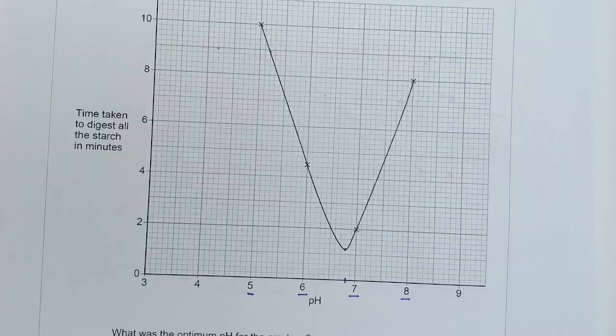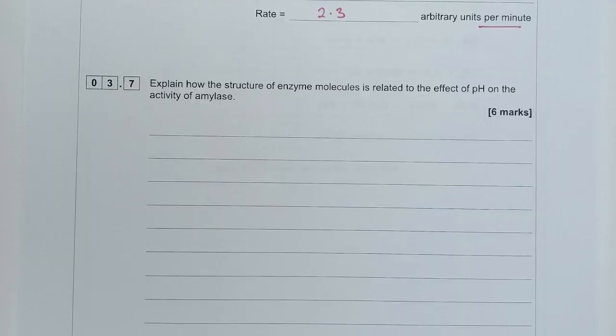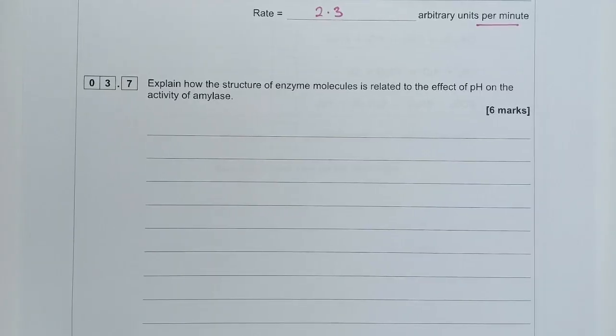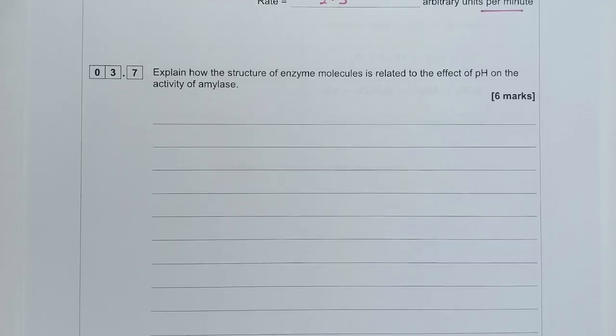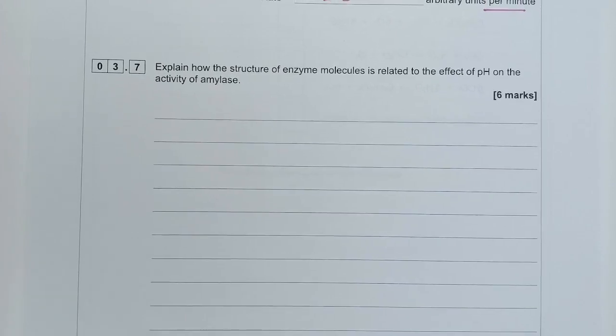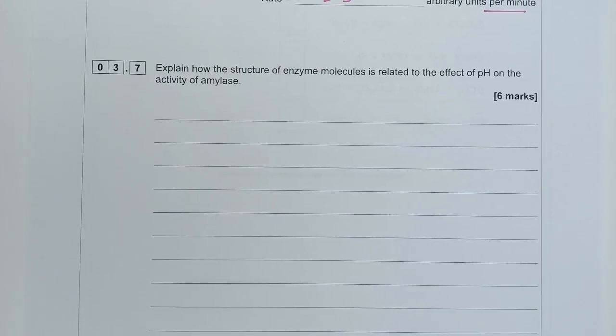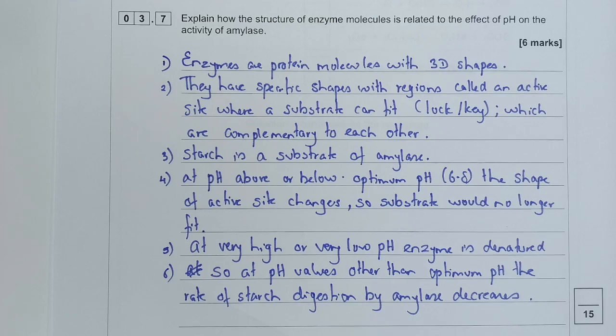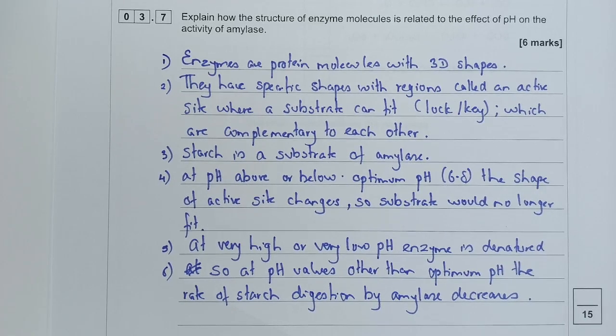Going back to the question, explain how the structure of enzyme molecules. For this question, you need to refer back and think about the lock and key mechanism as well. So let me write a model answer and then I'll discuss how I have answered the question. So here's my answer. I've written 6 points for the 6 marks. So going back to the question, explain how the structure of enzyme molecules is related to the effect of pH on the activity of enzymes.